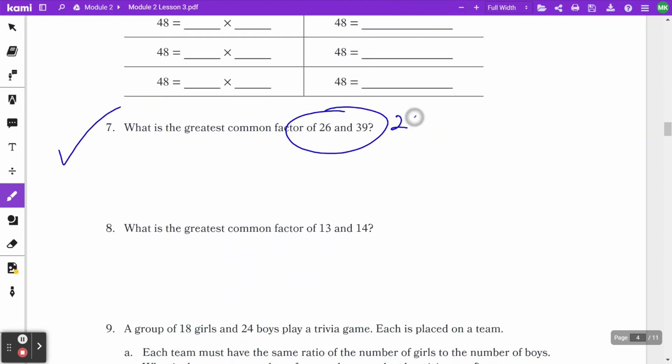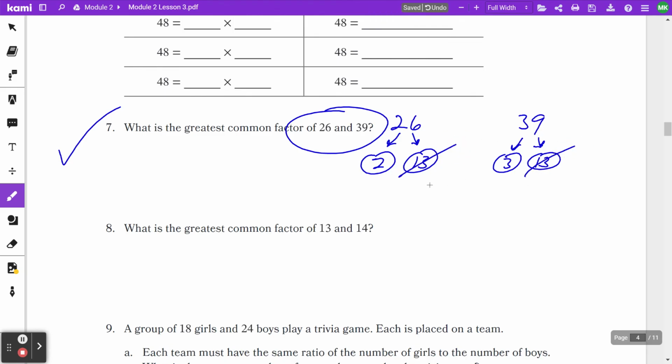Okay, so 26, and you don't even need a lot of space. Watch. 26, I'm going to break that up. That's a 2 times a 13, and 13 is prime also, so that's done. Okay, how about a 3 times a 13, right? That gives me 39, and so they only share a 13, right? So GCF is the 13 because that's the only thing they share.